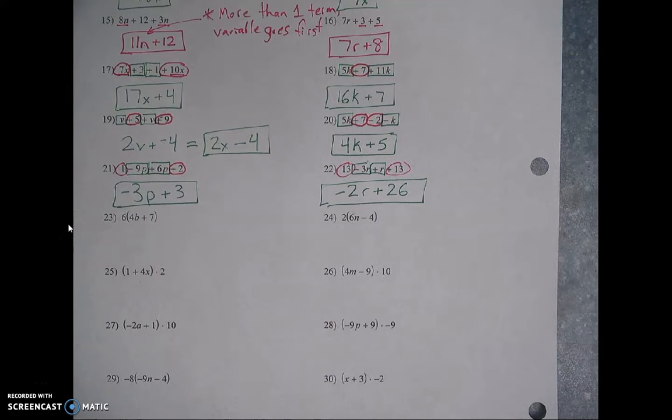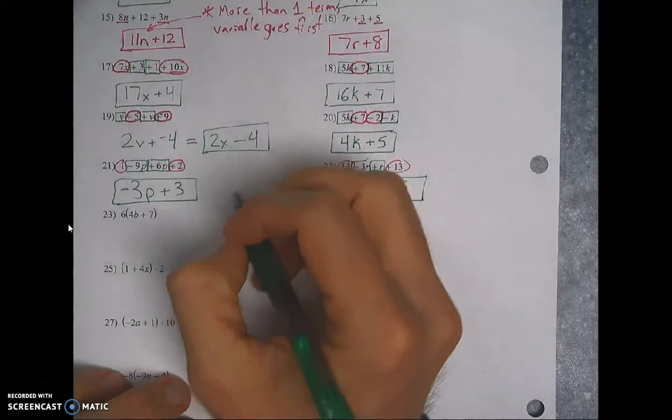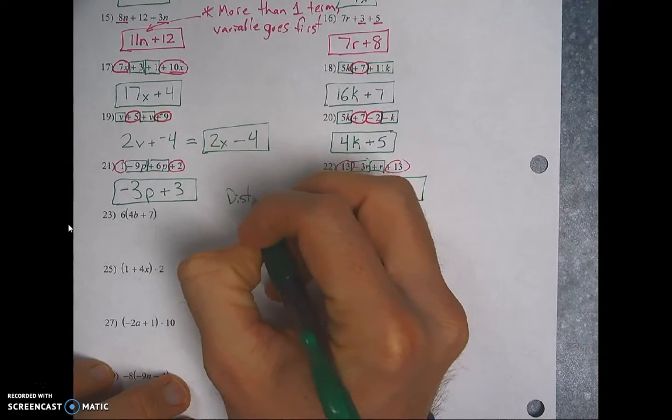So in the last video, we talked about simplifying expressions by combining like terms. And now we're going to look at simplifying expressions using a certain mathematical property, and it's called the distributive property.